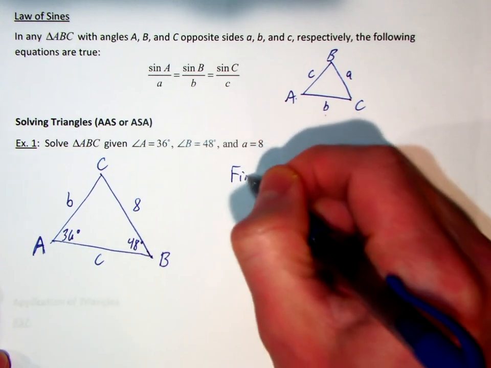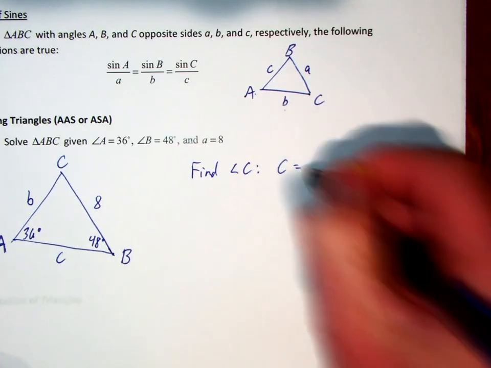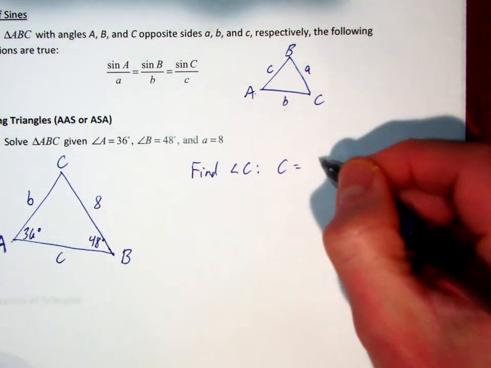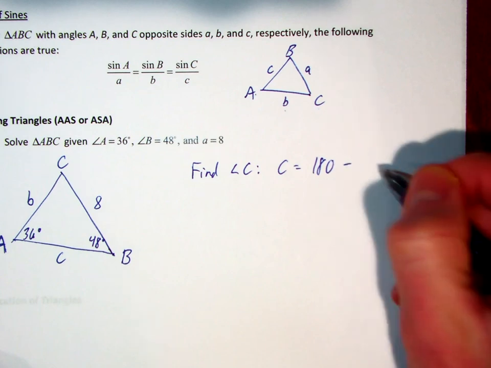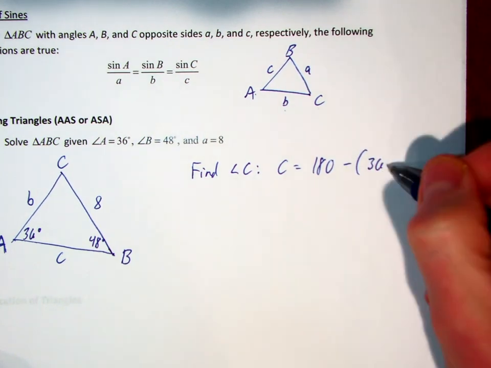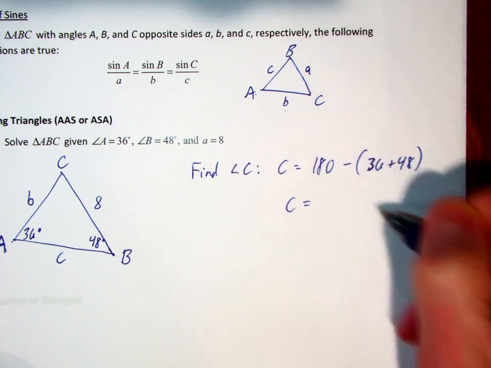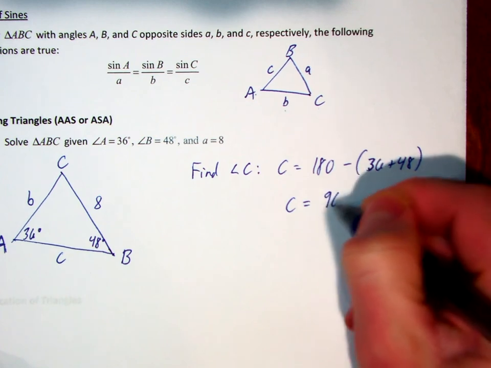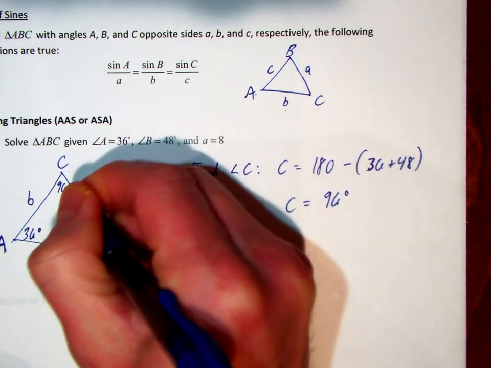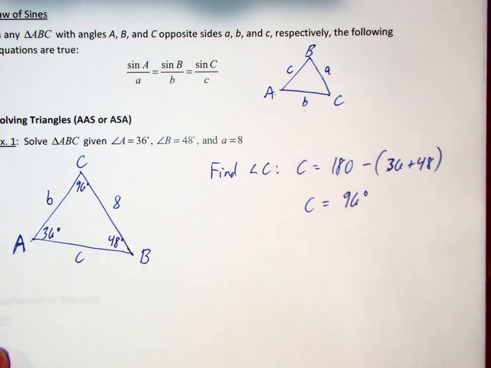So first thing I can find right away is angle C, right? It's just going to be, add these two and subtract from 180. So it's 180 minus the sum of 36 plus 48, okay? And you get 96 degrees. So there you go. That angle C there is 96 degrees. And again, it might not look like it in my picture, but that doesn't matter. That's 96 degrees. All right.